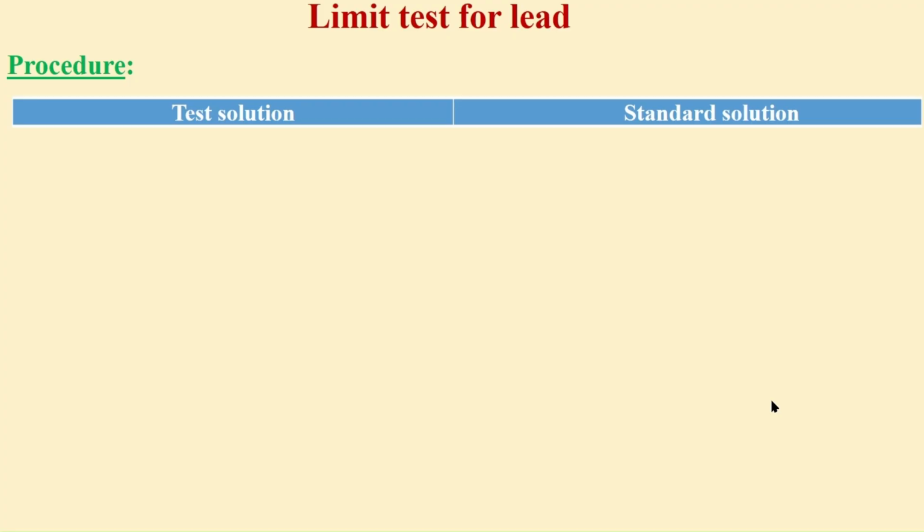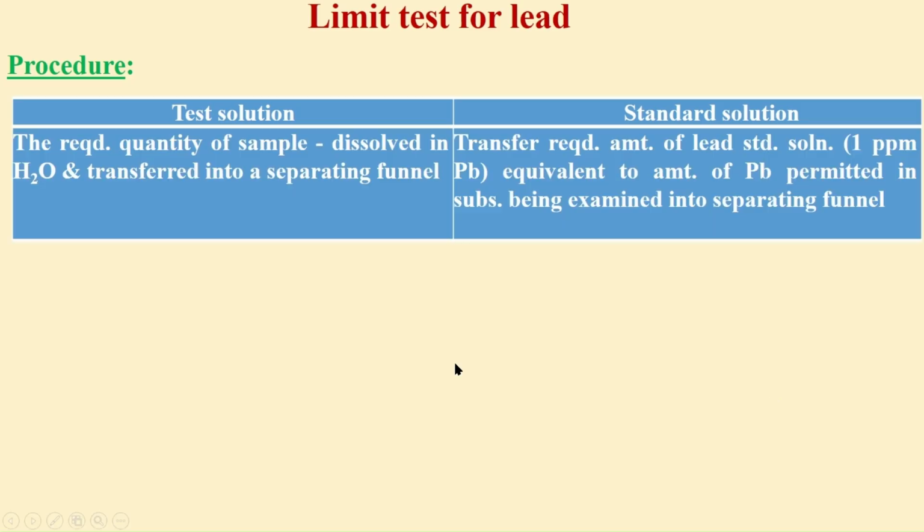We take the test solution in Nessler cylinder 1 and the standard solution in Nessler cylinder 2. We add the required quantity of the sample as prescribed by the Indian Pharmacopoeia, dissolve in water and transfer into a separating funnel. In the standard solution, we take the lead standard solution which contains 1 part per million lead in it. This is equivalent to the amount of lead permitted in the substance being examined in the separating funnel.